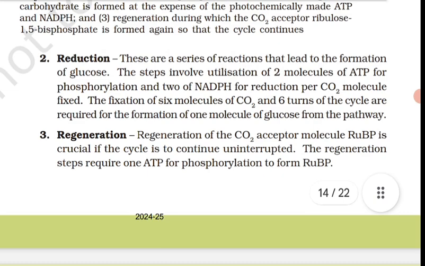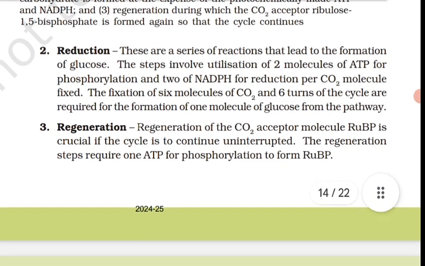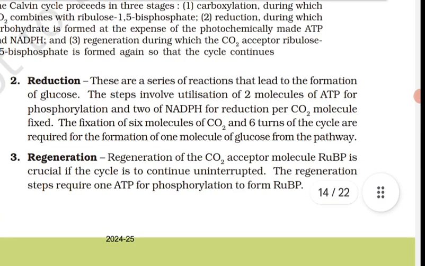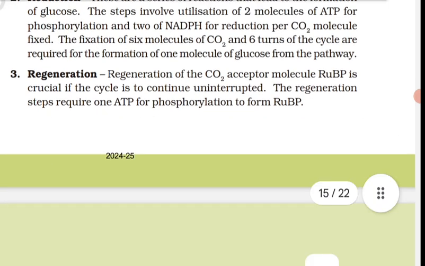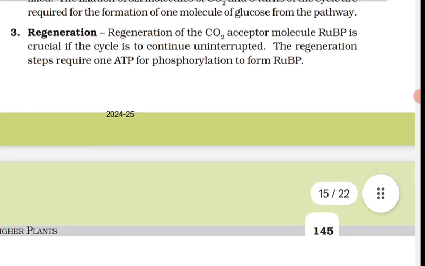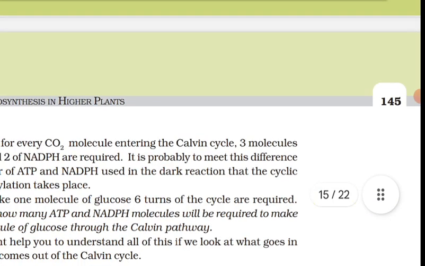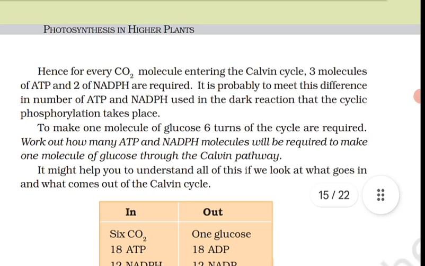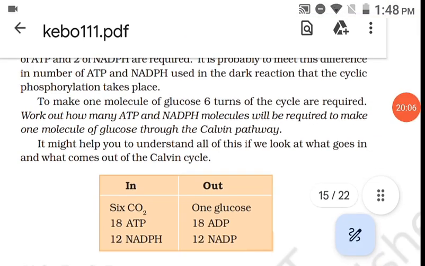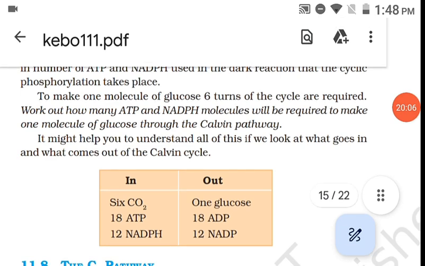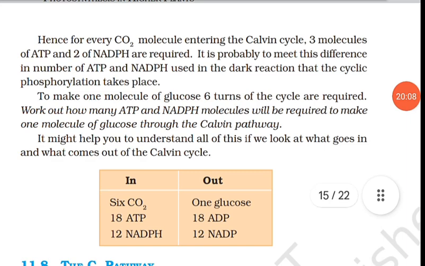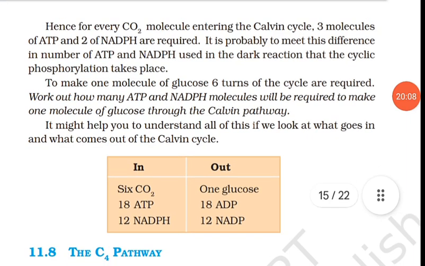To make 1 molecule of glucose, 6 turns of the cycle are required. Work out how many ATP and NADPH molecules will be required to make 1 molecule of glucose through the Calvin pathway. क्वेश्चन क्या पूछा है? तो ATP होगी 18 और NADPH होंगे 12.